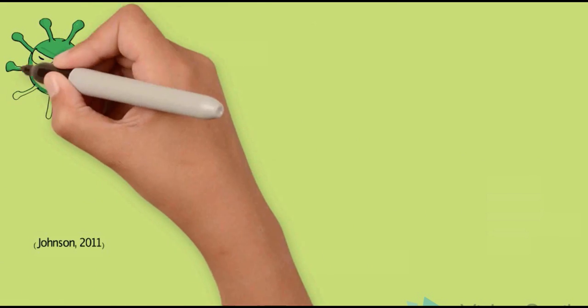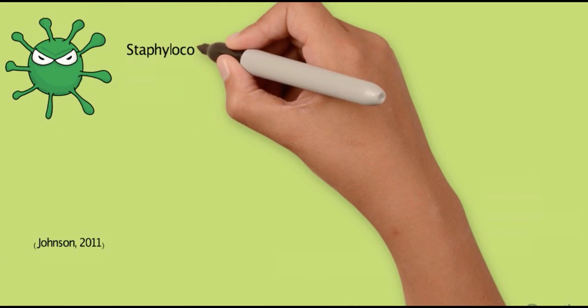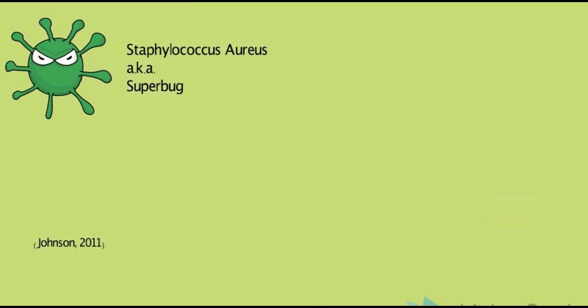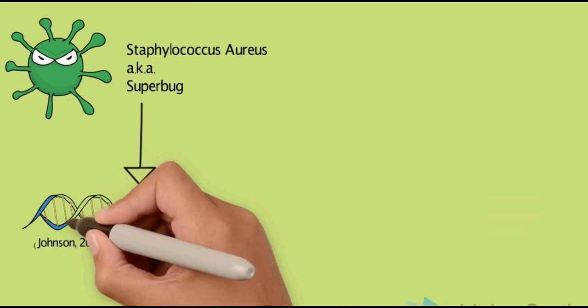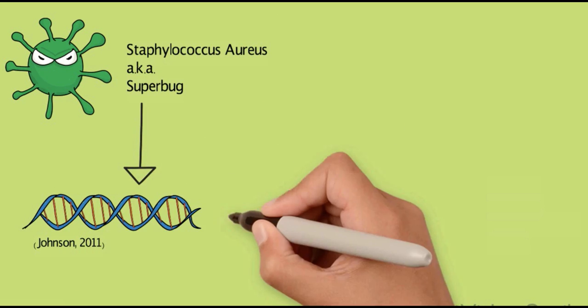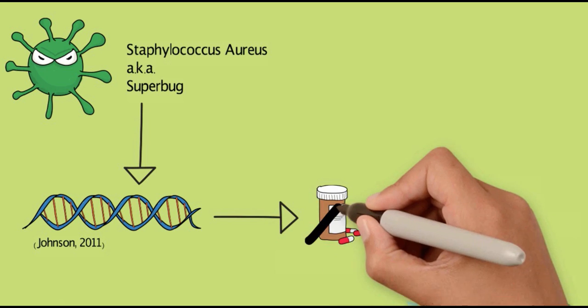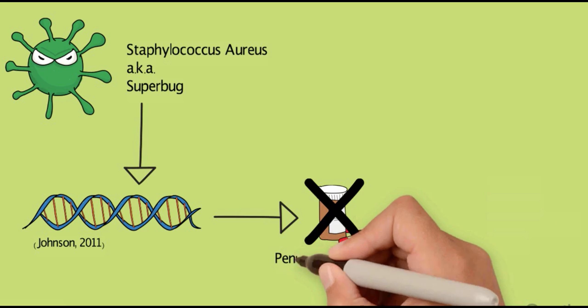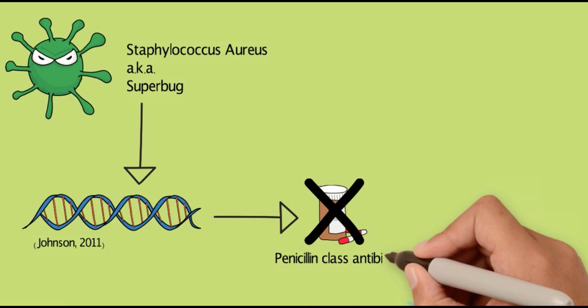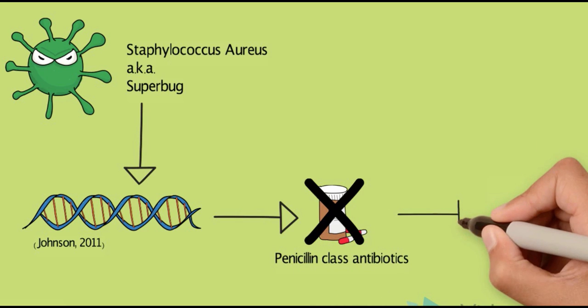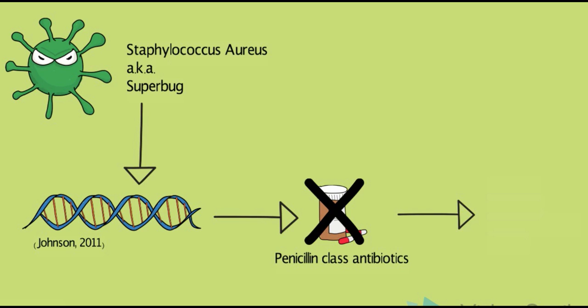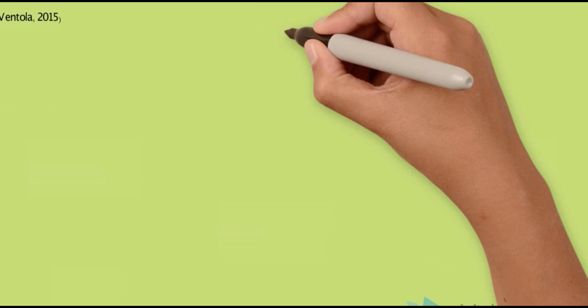One of the most notorious strains of antibiotic-resistant bacteria, or superbug, is Staphylococcus aureus, which is typically targeted by penicillin. Unfortunately, a group of these bacteria have mutated in such a way that they have become resistant to all antibiotics belonging to the penicillin class, including methicillin. As a result, these bacteria are called methicillin-resistant Staphylococcus aureus, or MRSA.